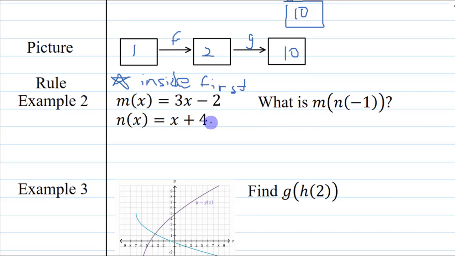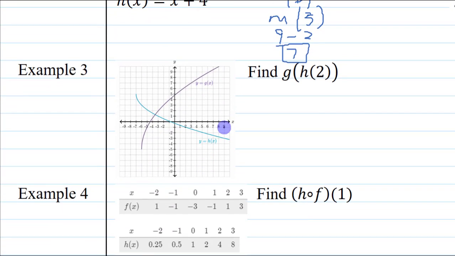I'm going to try to go through this as fast as I can. So when I put -1 in for x, this x turns into a -1, so I'm left with -1 plus 4, which is 3. So now I'm doing m of 3, handwriting, I know, m of 3. n of -1 evaluated to 3. So m of 3, I plug in 3 for x. 3 times 3 is 9, so I have 9 minus 2, and my final answer is 7.